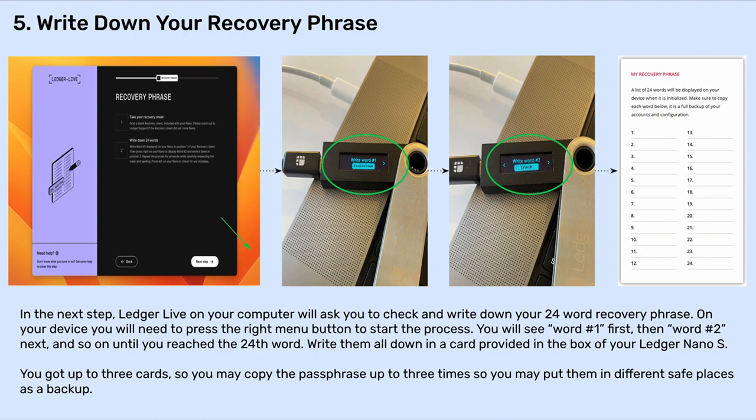You will see word number 1 first, then word number 2, next, and so on until you reach the 24th word. Write them all down in a card provided in the box of your Ledger Nano S. You get up to 3 cards, so you may copy the passphrase up to 3 times, so you may put them in different safe places as a backup.